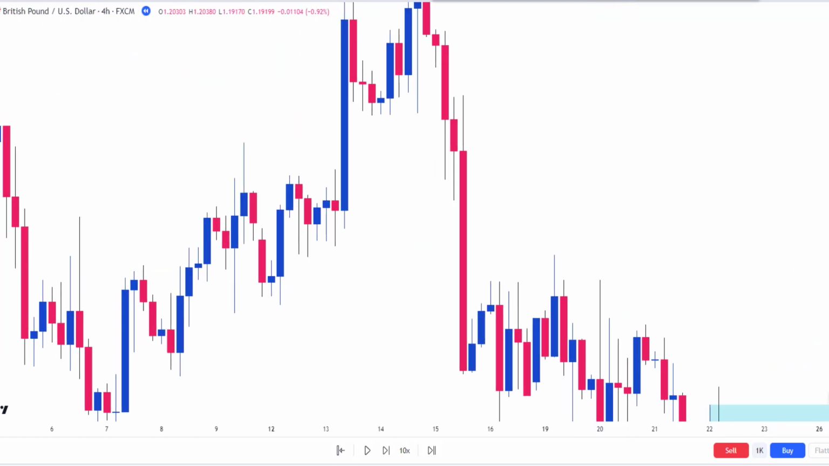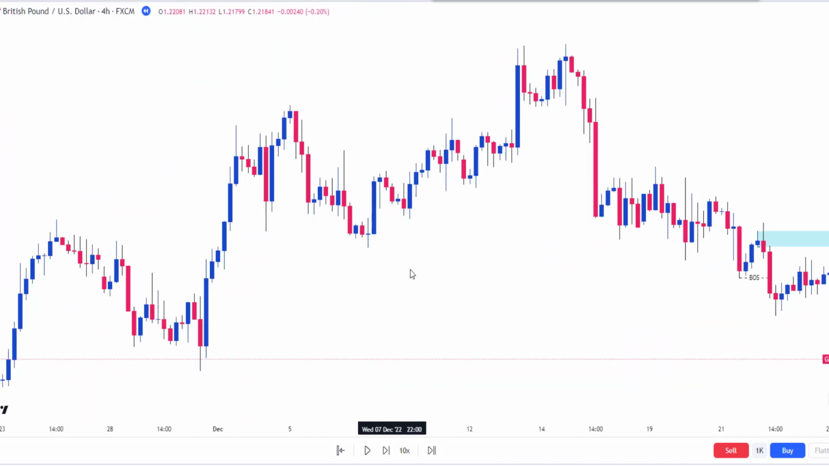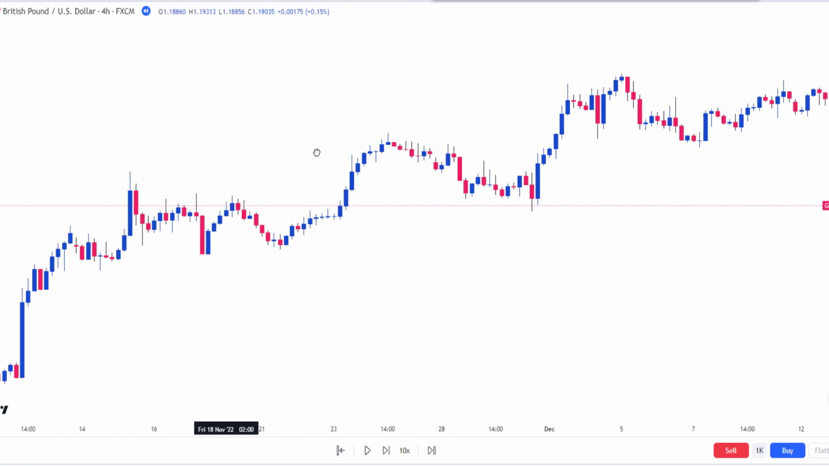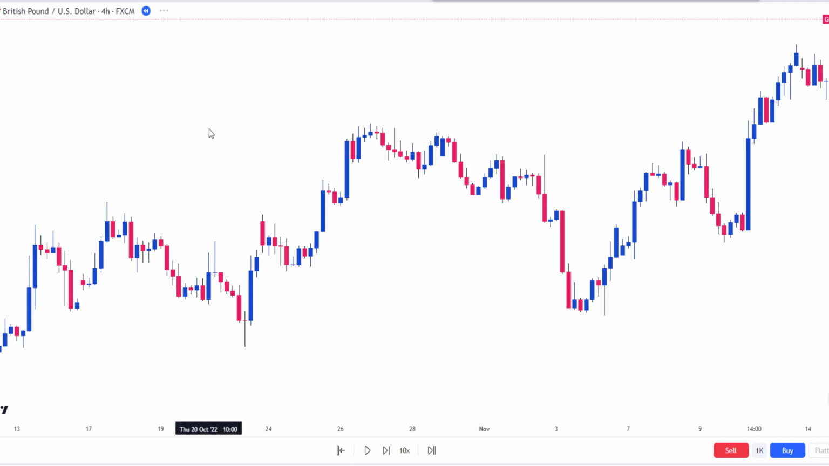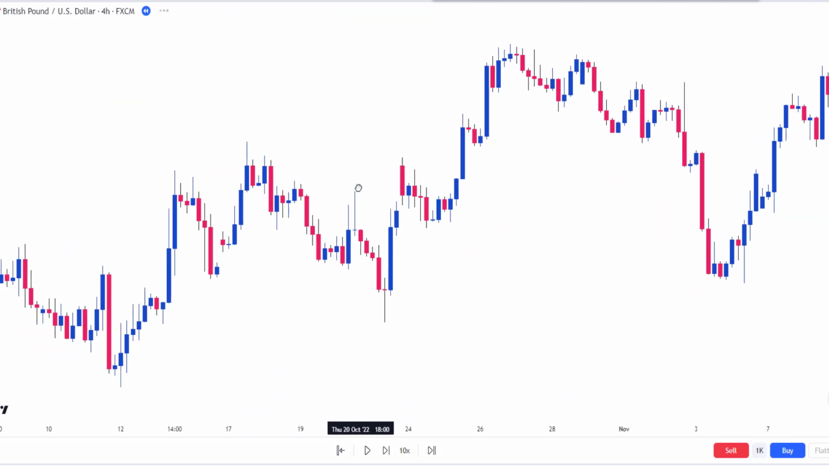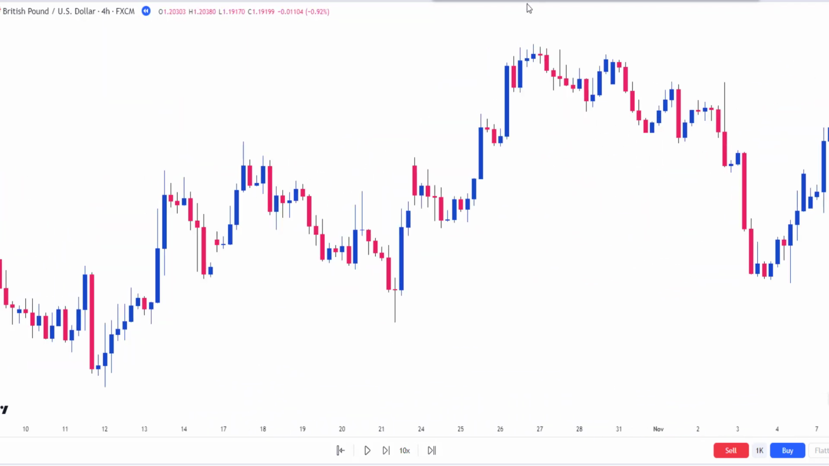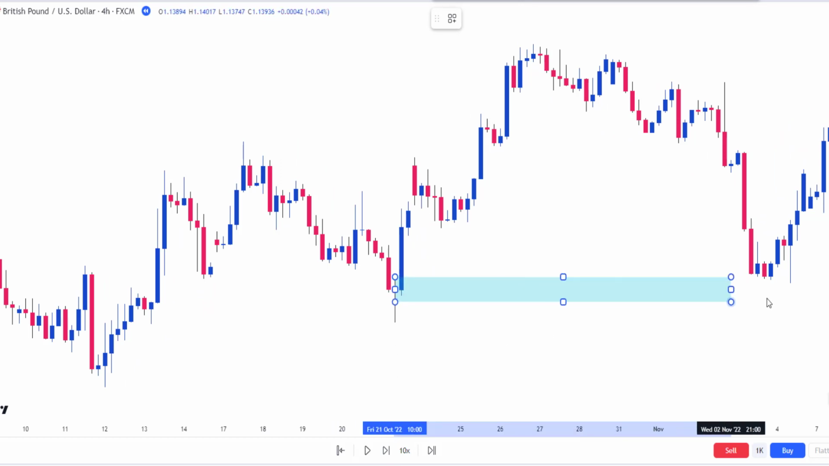I told you earlier that this is not a trading strategy. We are only identifying order blocks. Let me show you something. This particular candlestick, does it qualify to be an order block?